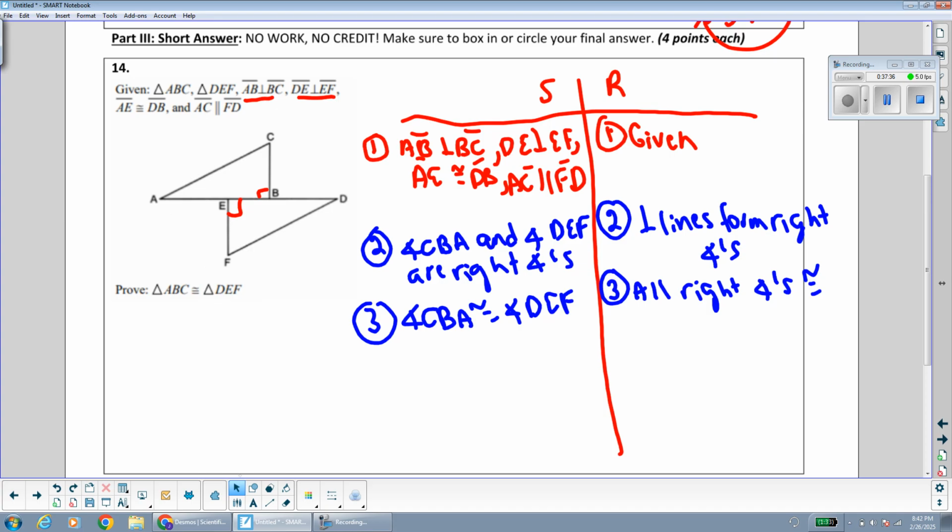Now let me read the question. We do need to prove the triangle is congruent. So that already gives me one pair of congruent angles I can use. Great, wonderful. And I already got myself a point here. So I'm doing great on this proof so far.